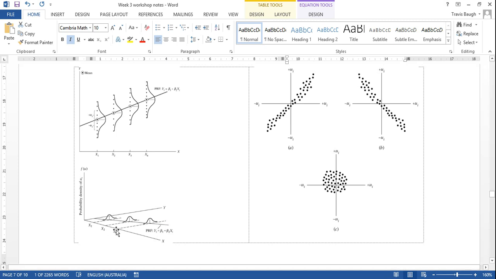But here, this is homoscedastic because the probability distribution of the Y values for X1 appears to be exactly the same shape and distribution as the one for the Y values given X2 and also given X3. So homoscedasticity is equal scatter, and regardless of which X values we might be looking at, it seems that the corresponding Y values are dispersed in a similar way.